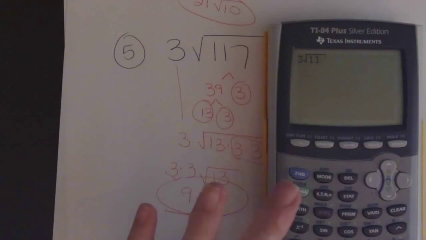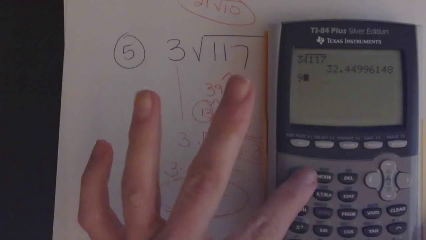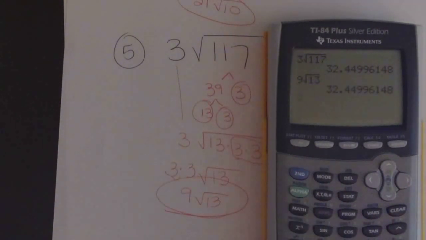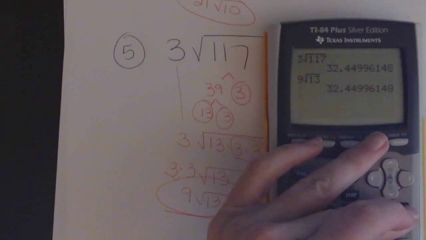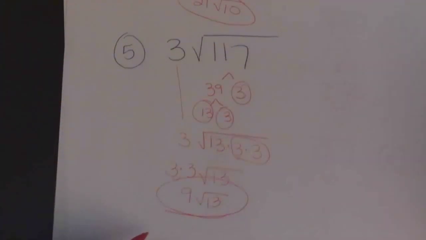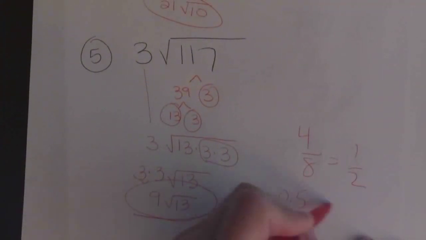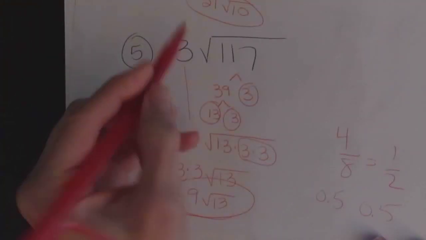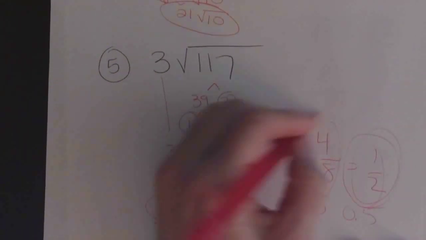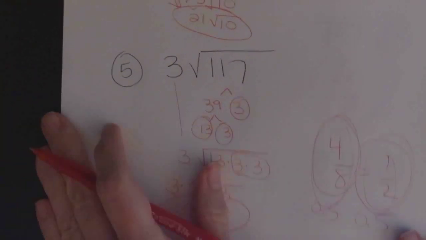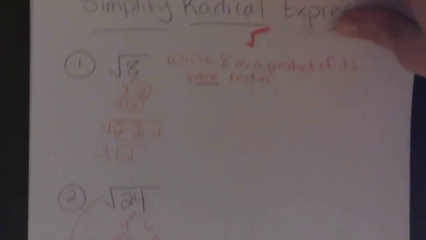Let's see if they're the same. So if I type in the original, 3 root 117, I get this. And if I type in the answer, 9 root 13, I get this. So this, guys, would be the equivalent of, in your math past, reducing 4/8 to a half. Like they're both 0.5, right? They just look different. That's the same thing we're doing here. They're both equal to the same decimal. It's just one is the reduced version and one of them is unreduced.